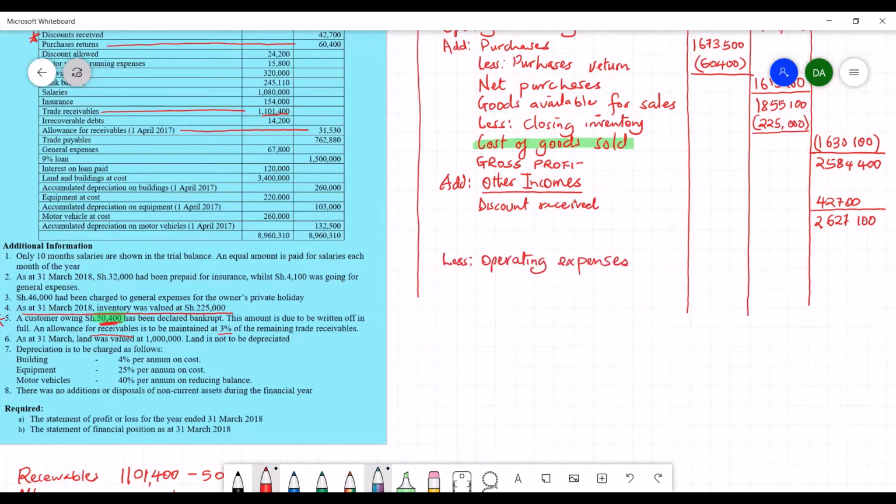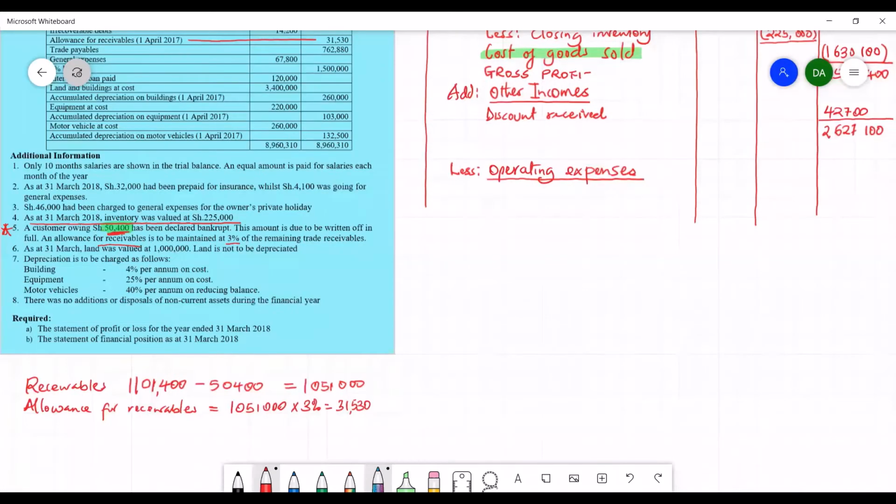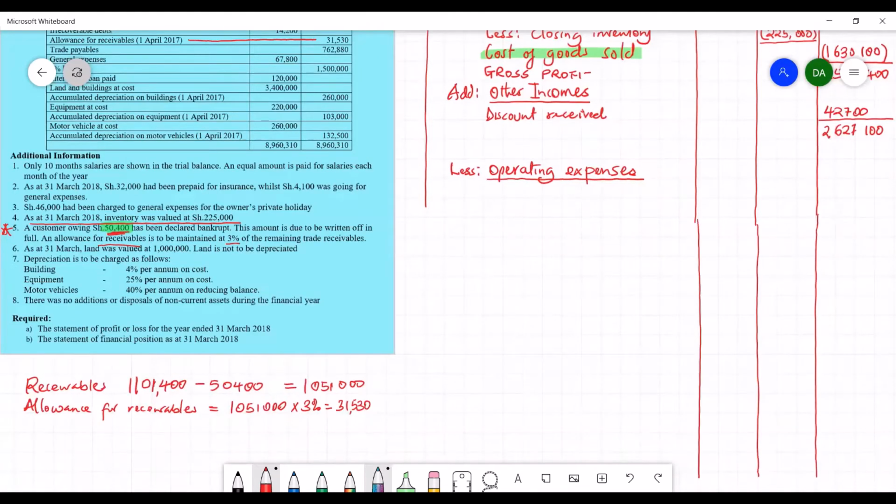Subtract operating expenses. In the operating expenses, I would like to start with the additional information so that we are sure not to leave any additional information behind. We ensure that every additional information is taken care of, so that we are correct with the additional information first before we go to the other items in the trial balance.